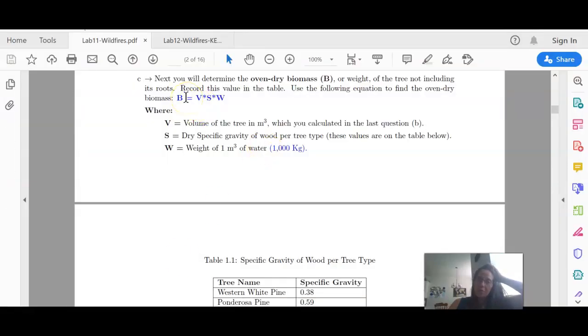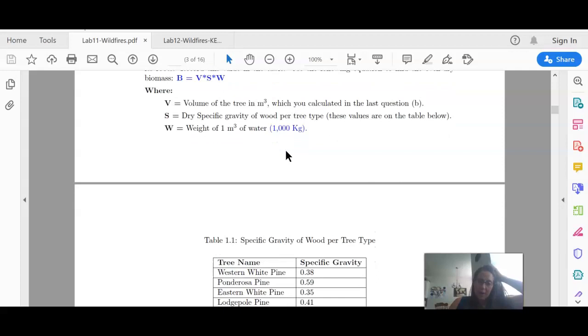So C says, next you will determine the oven-dried biomass, otherwise called B for purpose, or the weight of the tree, not including the roots of it. So record this value in the table. Use the following equation to find the oven-dried biomass. So we're going to use B is equal to volume of the tree times S, which is the dry specific gravity of wood per tree type. So that's going to vary between the different types of tree that we have, times the weight. And that's the weight of 1 meter cubed of water. So that's 1,000 kilograms. Okay, so let's go ahead and input those values.